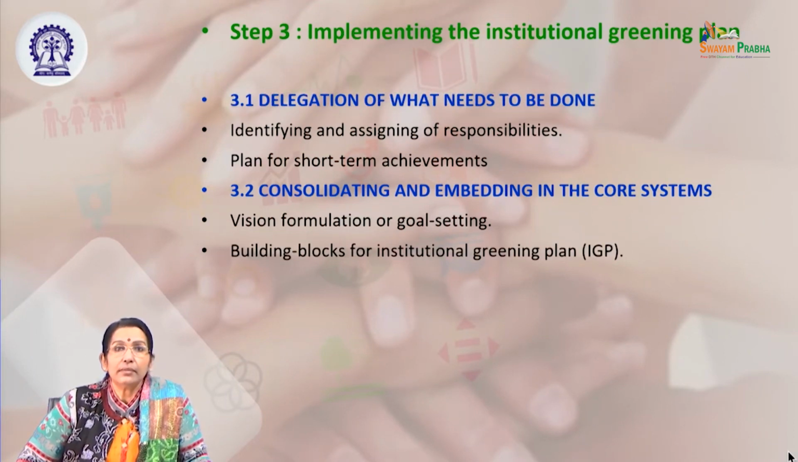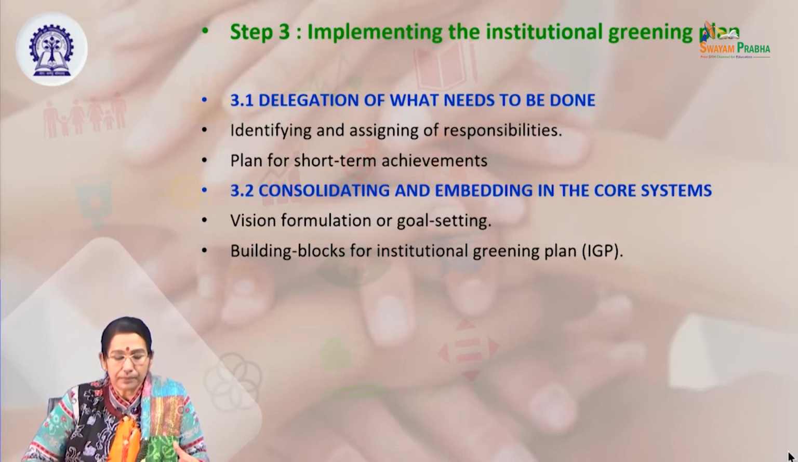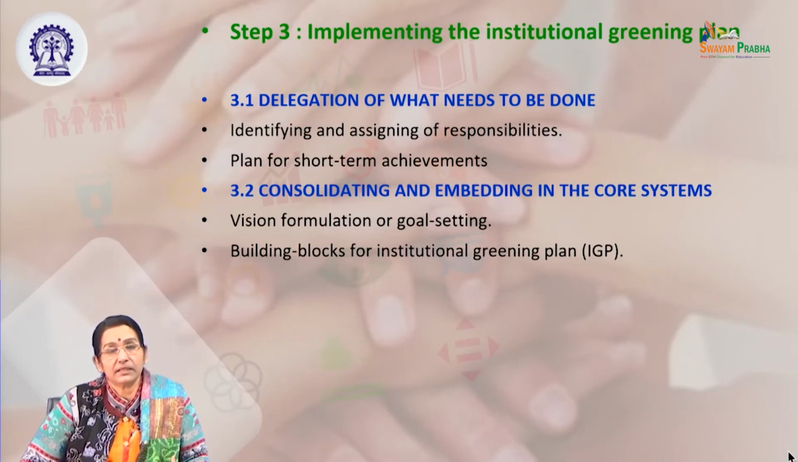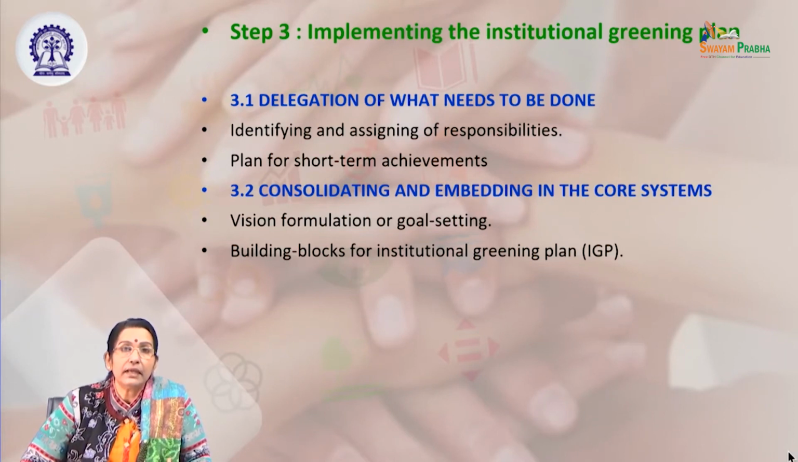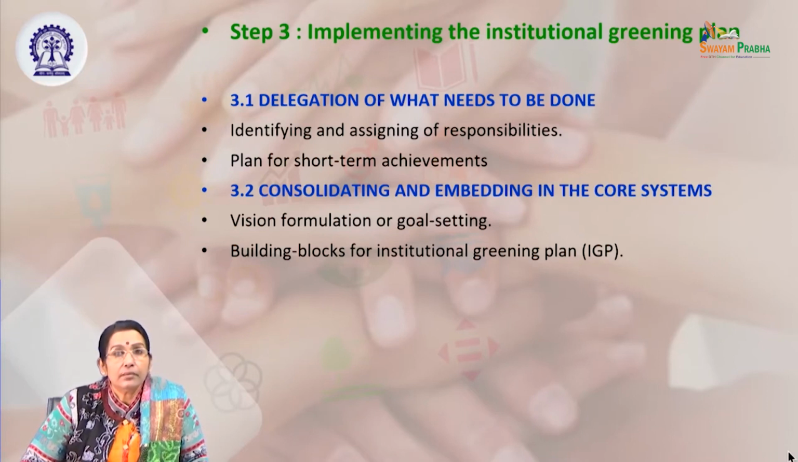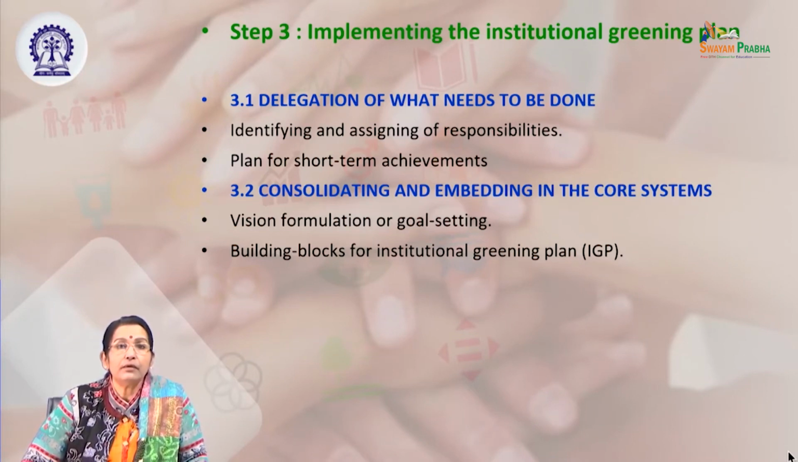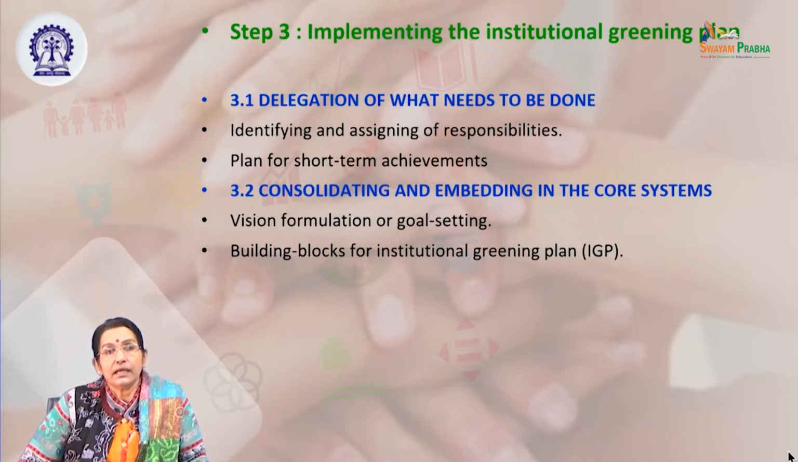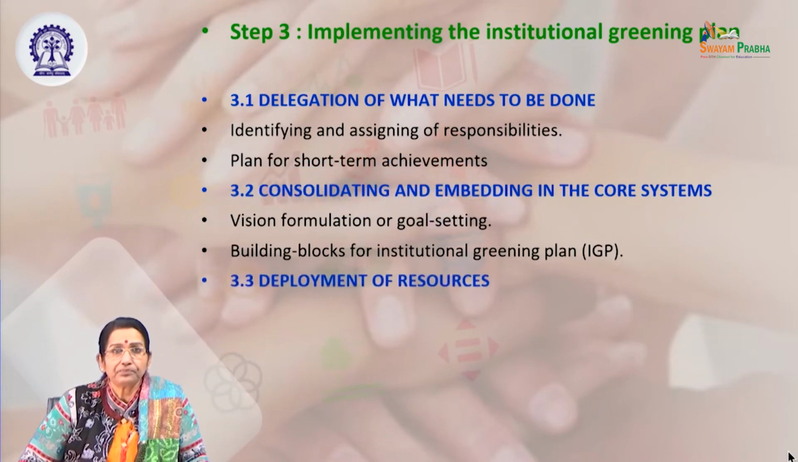Consolidating and embedding in the core system means asking what the core subjects and core disciplines are, and how to embed this green aspect, this green plan, in that core concept, that core system. That means the mainframe, the most important vital infrastructure. Then comes vision, formulating goal setting: how to design it and how to apprise people about the vision. These are the building blocks for institutional green planning.